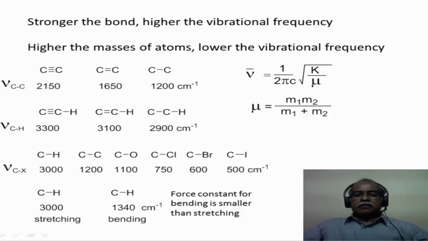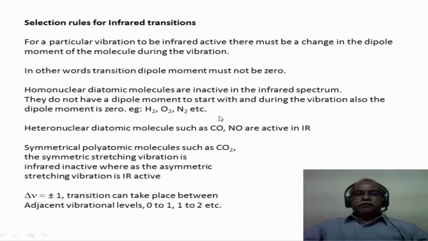So these two parameters, namely the force constant and the reduced mass, can be effectively used to predict the order of frequency changes in a given series of comparable systems like what is illustrated in this particular slide. Now let us look at the selection rules for the infrared transition. For a particular vibration to be infrared active, there must be a change in the dipole moment of the molecule during the course of the vibration.